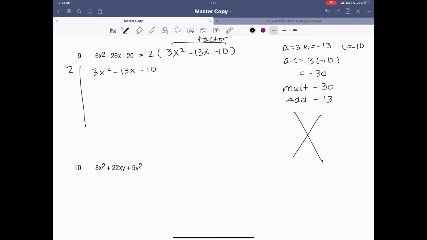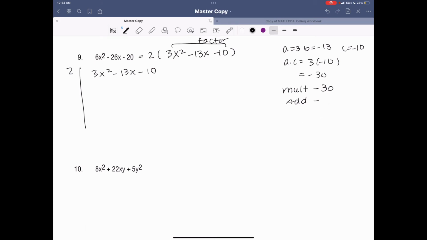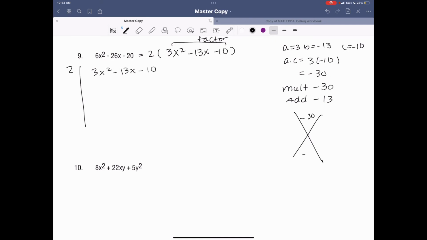It's pretty simple. So it's going to be 10 and 3. So negative 13, it's going to be negative 3 plus negative 10. So 3x squared minus 3x minus 10x minus 10. For the first half, my GCF is going to be 3x, so I'm left with x minus 1. My second half, my GCF is going to be negative 10, so I'm left with x minus 1.